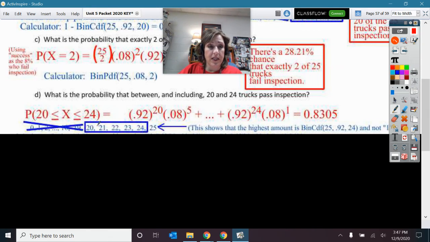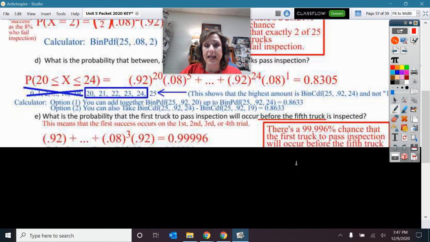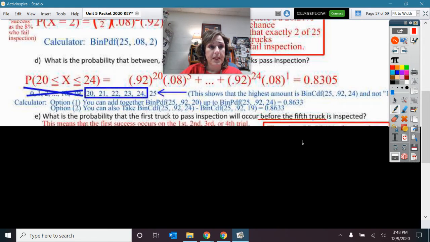But I could also do this. This is interesting. I did, let's see, the highest amount. So I kind of did 24 and down, and then I took off 19 and down. So option 1, you can add together all the PDFs from 20 up to 24. Or option 2, you can take the cumulative of the 24 and subtract off the 19 down. So those are 2 different ways you can think of that.